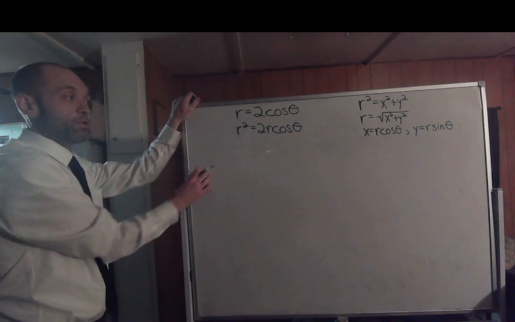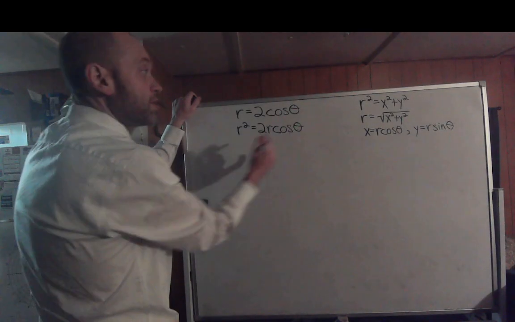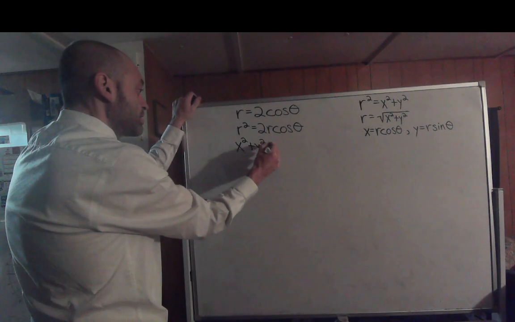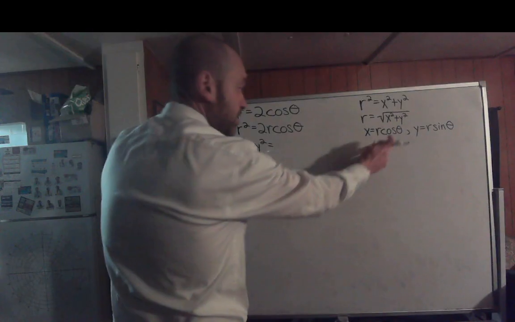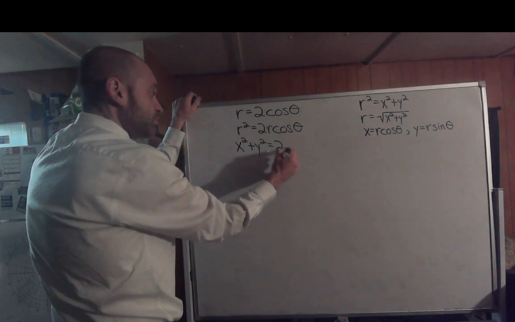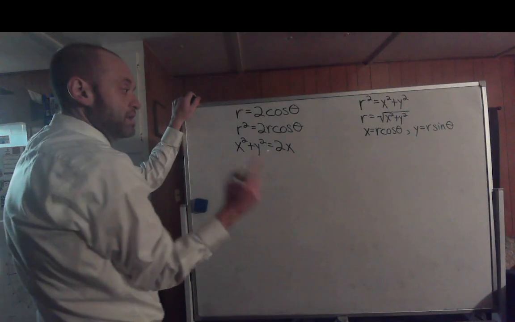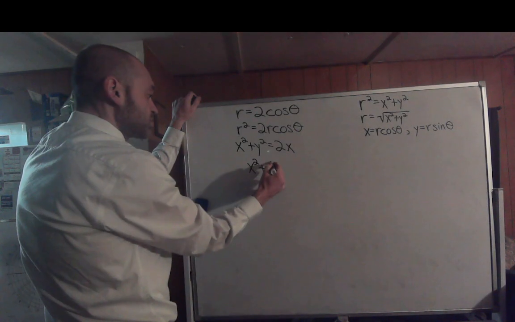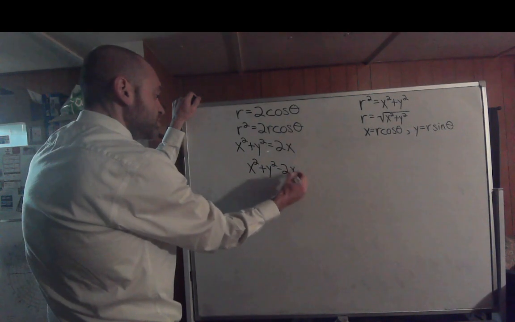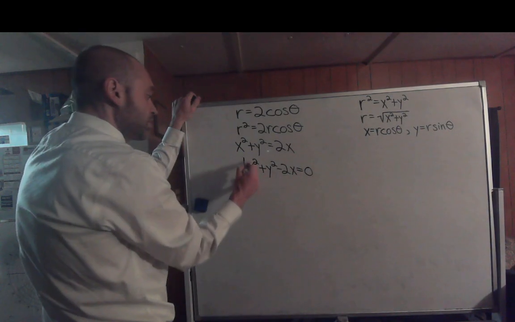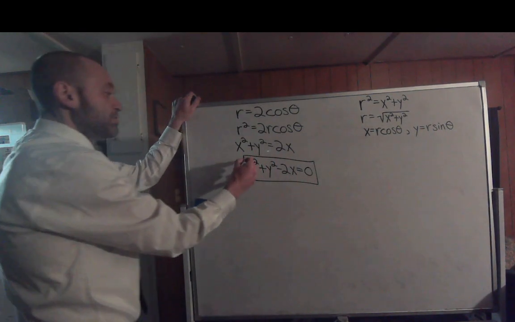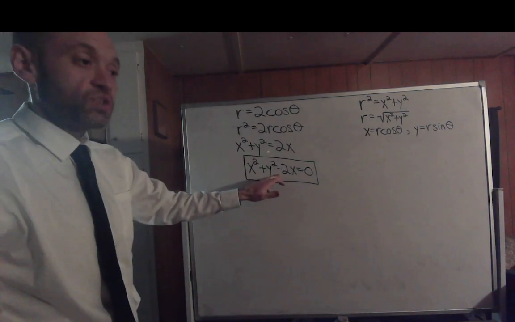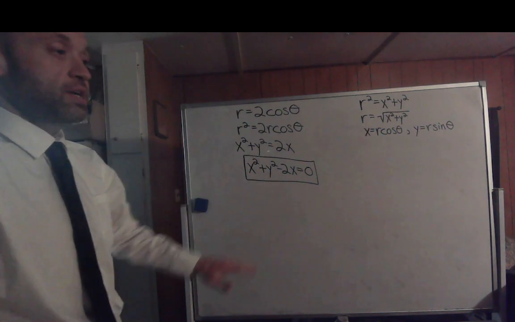Now we have a form we can work with. R squared is the same thing as x squared plus y squared, equaling the right hand side. R cosine of theta is x, so that would equal 2x. And the final answer in standard form would be x squared plus y squared minus 2x is equal to 0. That would be the standard form in the rectangular form of this equation. You end up getting another circle with the center not at the origin.